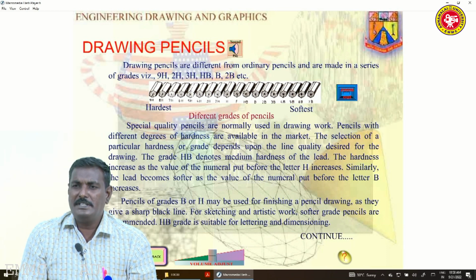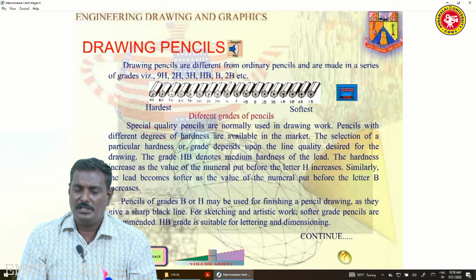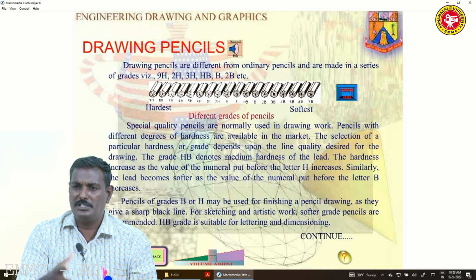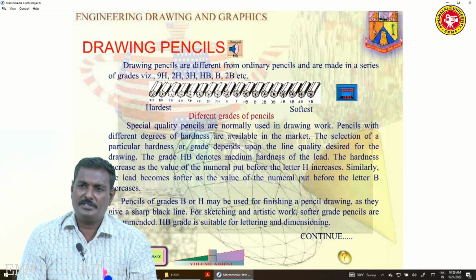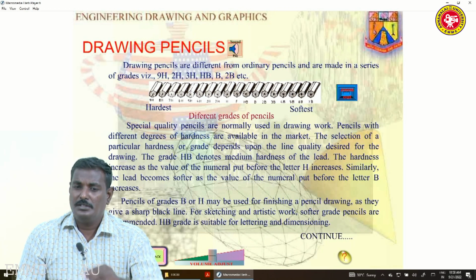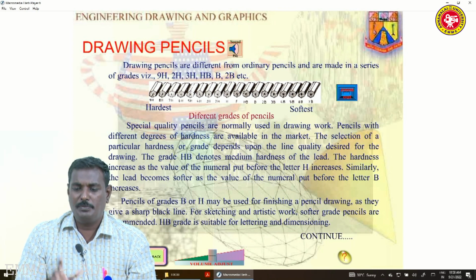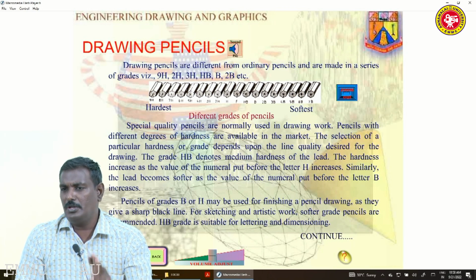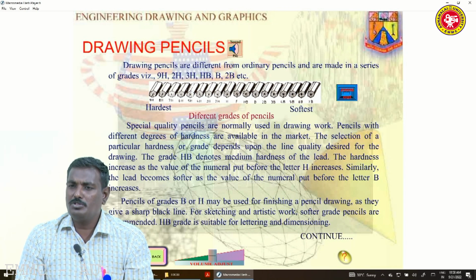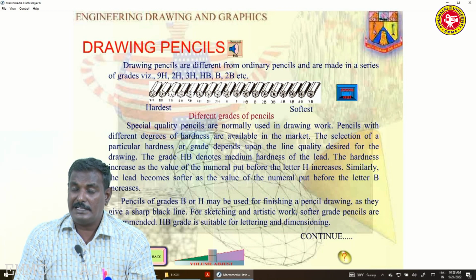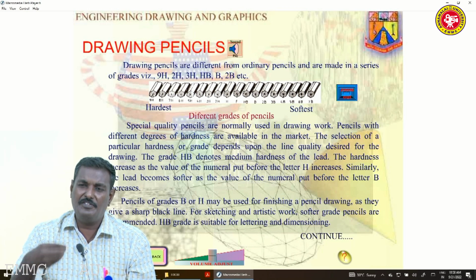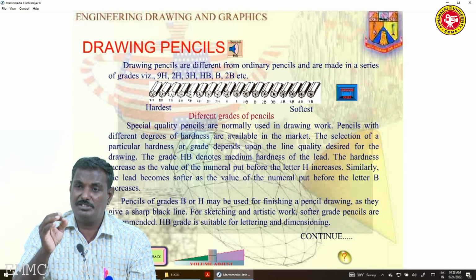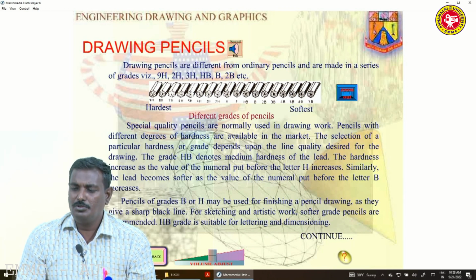One more pencil is suggested to students, HB, only for lettering. For lettering, you give denotations, symbols and some writing practice. For those we suggest HB pencils. So different grades are there, but in our practice we follow only three grades: 2H, H and HB. By using these three varieties, you are able to understand how to generate a good picture, that is good drafting, good drawing. That is the use of these pencils.